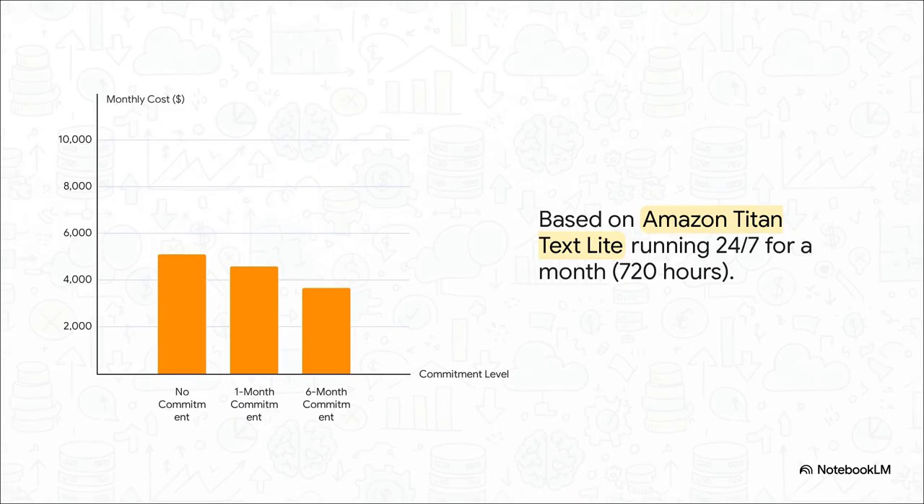And wow, this chart just drives the point home. Just look at these numbers for running Amazon's Titan Text Lite model 24/7 for a month. With zero commitment, you're looking at over $5,000. But if you commit for 6 months, that cost plummets to under $3,700. That's a saving of nearly 30%. For a predictable workload, that is a huge deal.